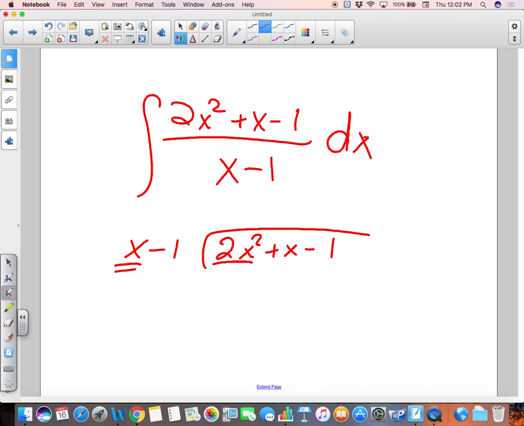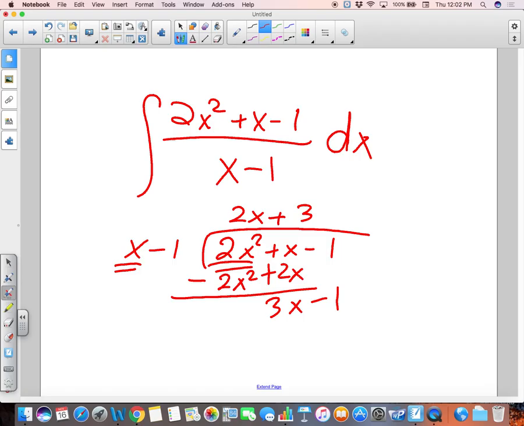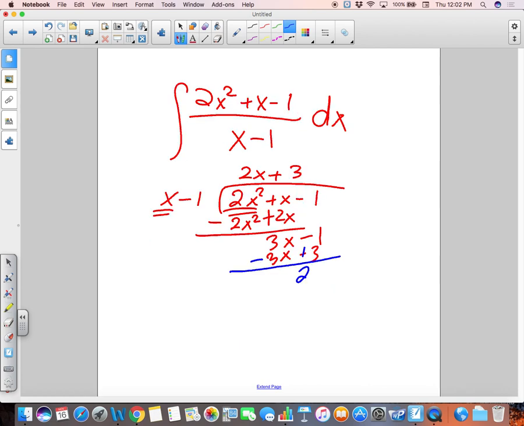So you go, okay, what do I have to multiply x by to get 2x squared? 2x times x, 2x times negative 1. So my next step is to subtract. So I get 3x, right? Bring down the negative 1. So x goes into 3x 3 times, multiply, and subtract. So I have a remainder of 2, right? So you're going to write this as 2x plus 3 plus the remainder over the divisor.